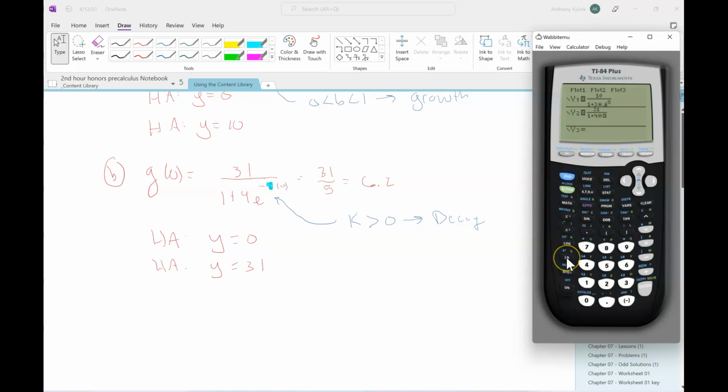Remember, to get the E, we press second and then the LN button. Okay. Then let's reset our window. We'll go negative 10 to 10 on the X. That seems fine. And then the Y will go 0 to 31 because I know that that's the top of one of them. So here's the first logistic curve coming in. Okay, so that's 10 right there. There's the other one coming in.